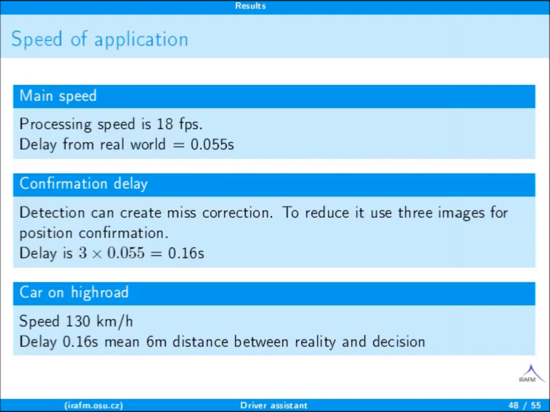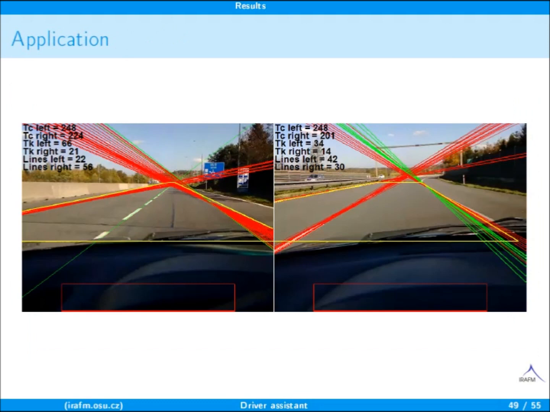After evaluation of our algorithm on a standard mobile phone, we obtain an average computational speed of 18 frames per second. If we work with 3 confirmation images, our delay between situation and warning is, at high road car speed, about 6 meters. This is a good result. Here are screens of how our application output looks.